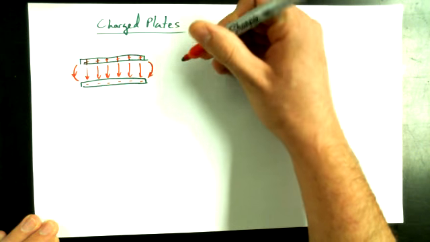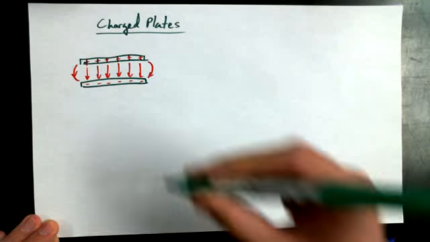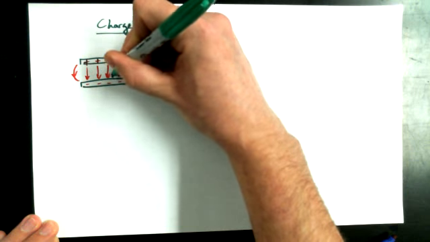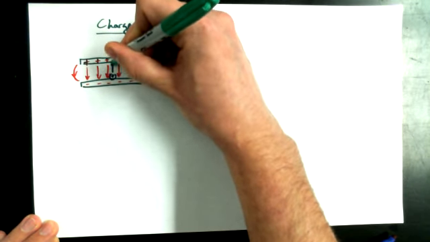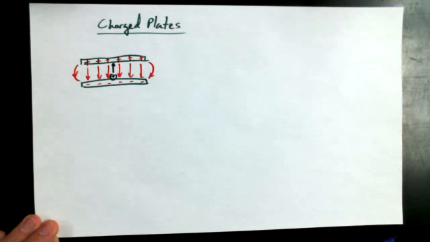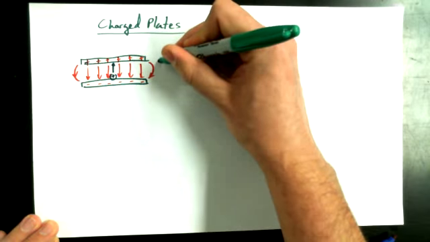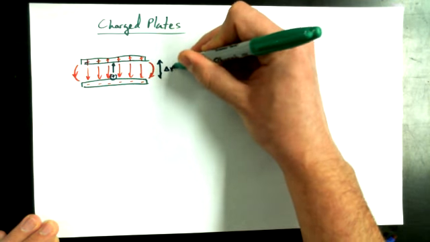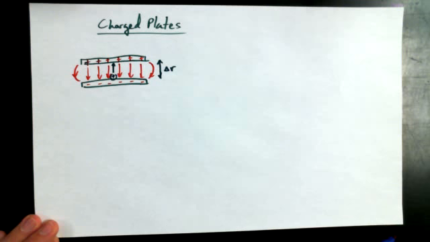Oh, how should we say this? Let's say that I want to take a positive charge, and I want to move a positive charge from the negative side over to the positive side. And let's say that the distance from here to here, the gap between the plates, we'll call delta R.